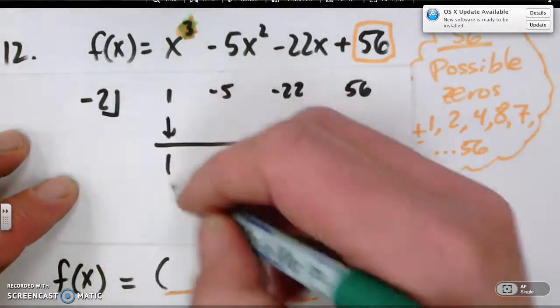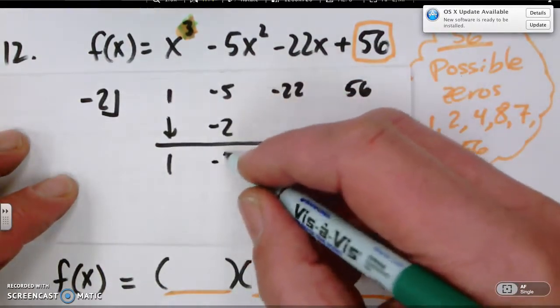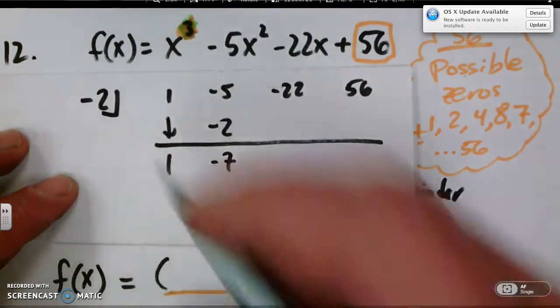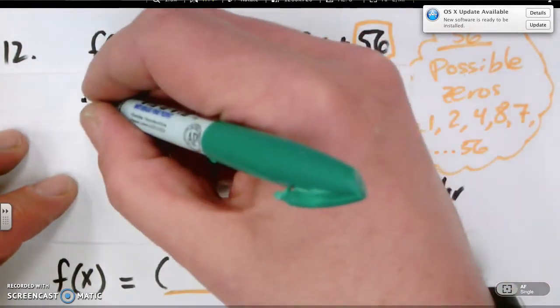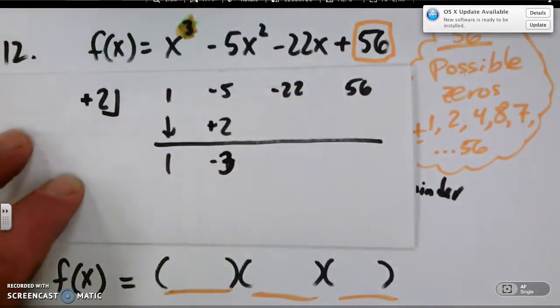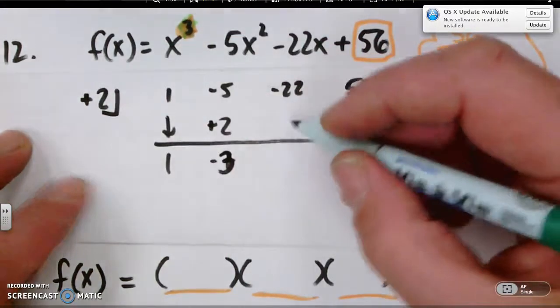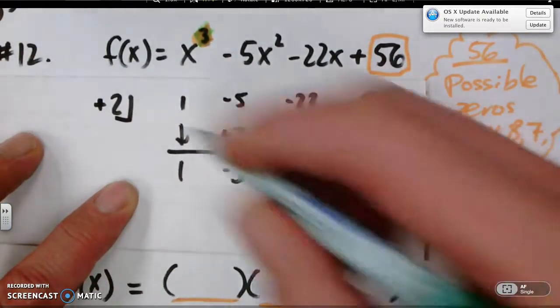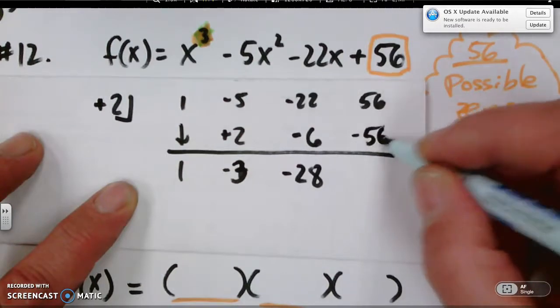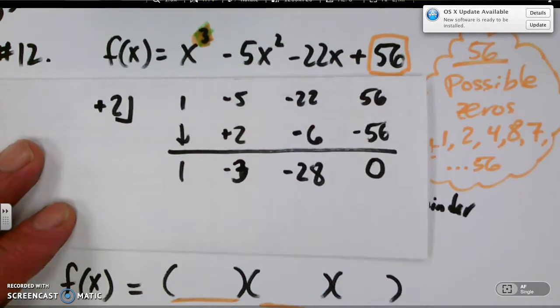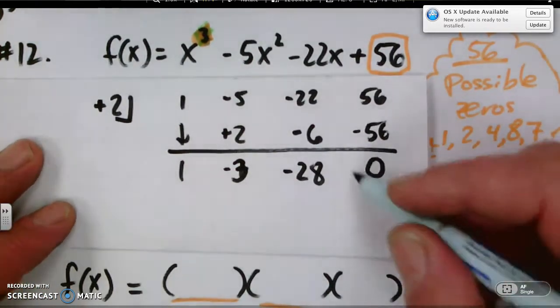Bring down the first term, 1. -2, -7. Huh. Oh, wait, I'm sorry. Shoot. We already tried -2. We needed to try +2. Let's fix this. If that was a +2, this would be a +2, and this would be a -3. There we go. 2 times -3 gives us -6. Adding these together gives us -28. Multiply that, it gives us negative 56, and we get 0 remainder. That's what we wanted. Zero remainder is good.